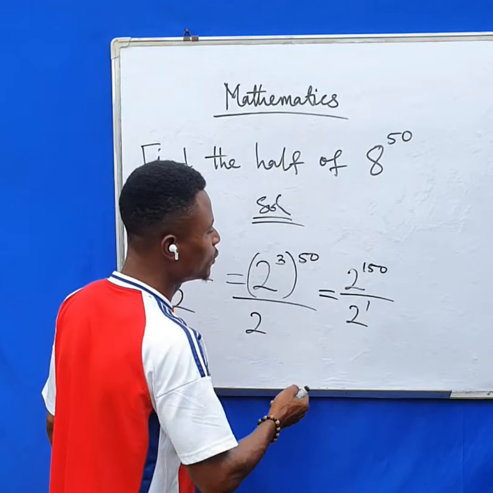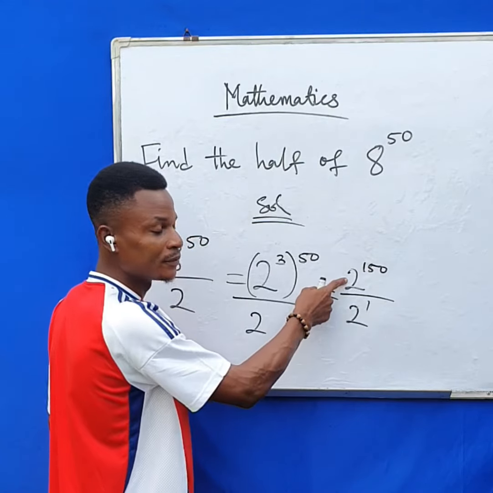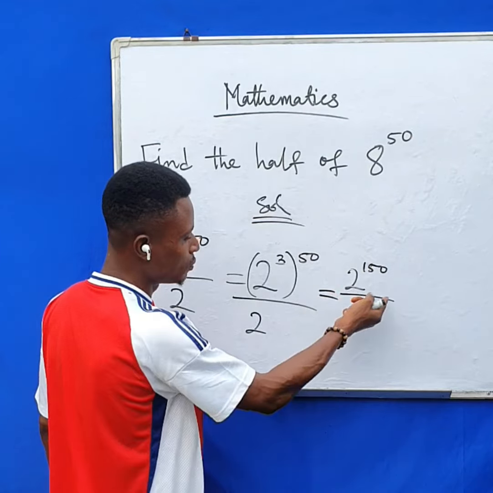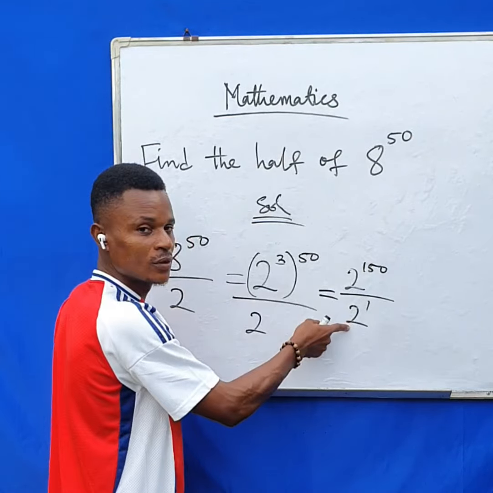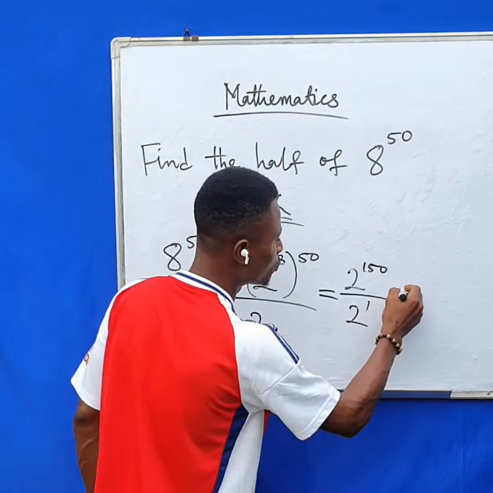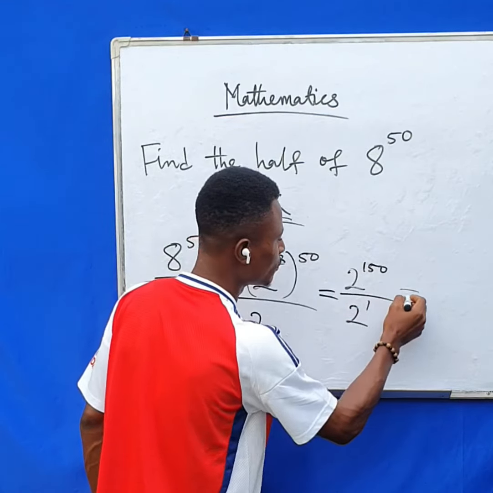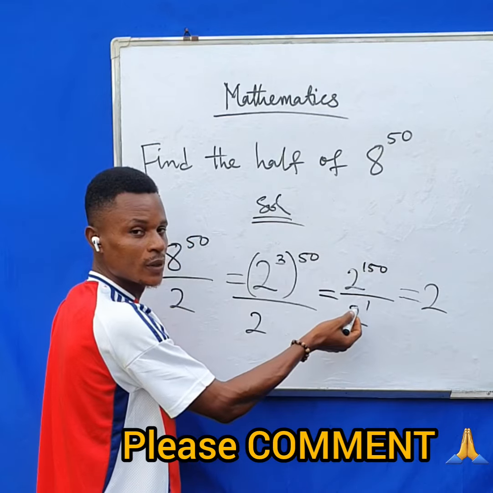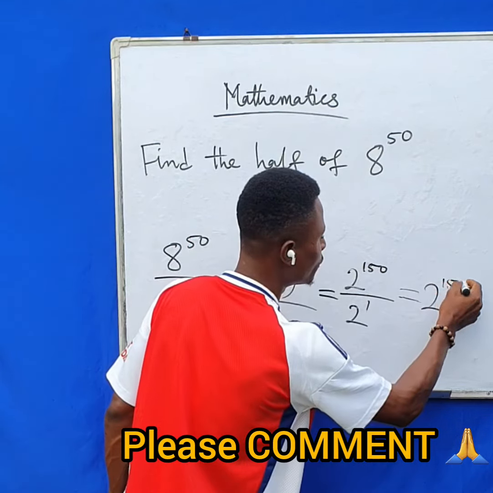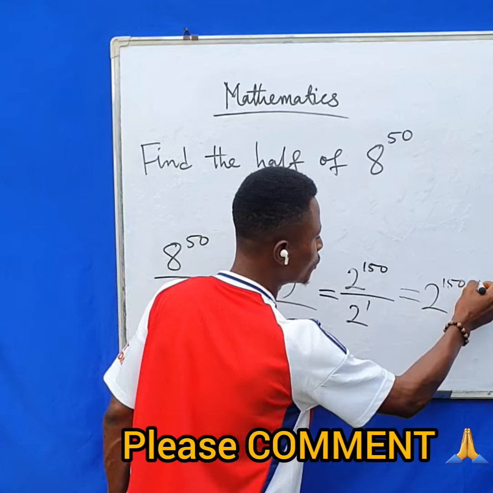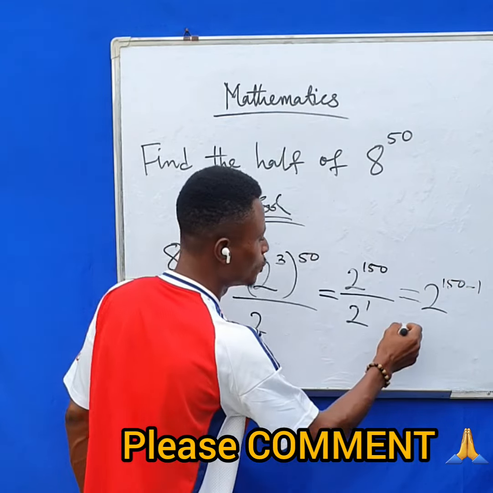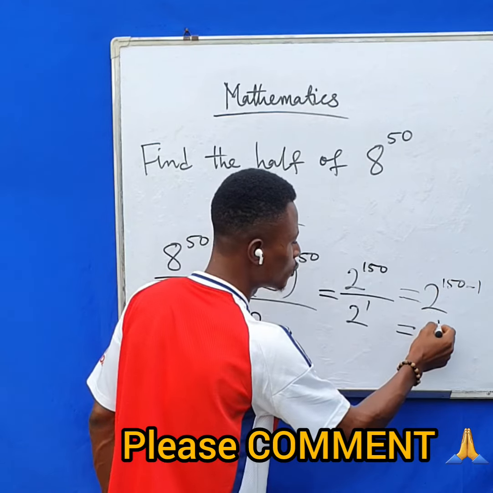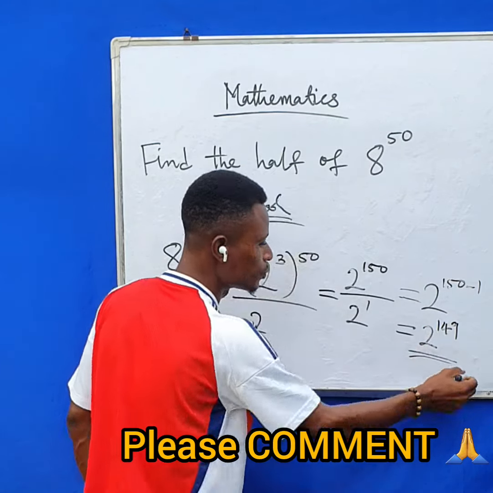Now we are going to apply the division law of indices here because the bases are the same. According to the division law, when dividing numbers with equal bases, we should pick one of the bases. So we are going to pick one of these, which is 2. Then we subtract, using the first power minus the second power. So we have the first power, which is 150, minus the second power, which is 1. We do the subtraction. We are going to have 2 raised to the power of 150 minus 1, which gives us 149. And this is the answer to this question.